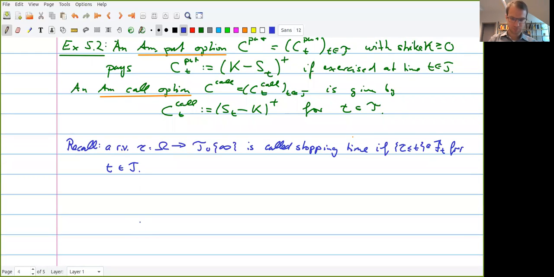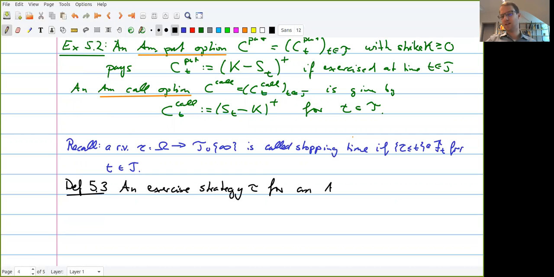Okay. And now let us come to the definition of an exercise strategy for the buyer. This is Definition 5.3. So how do we allow the buyer to exercise an option? For an American option, well, you should see.